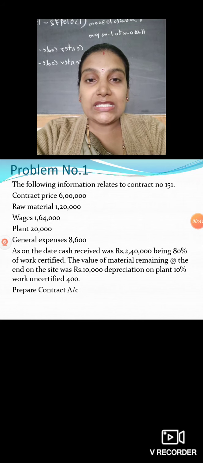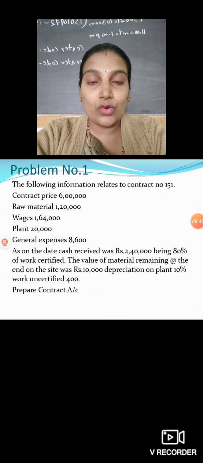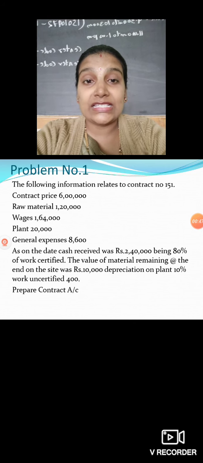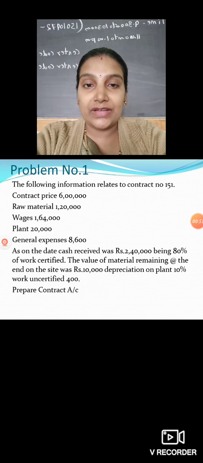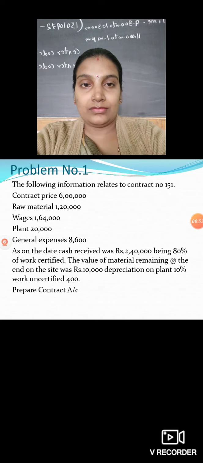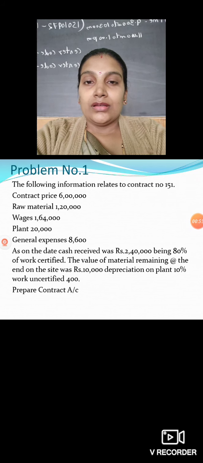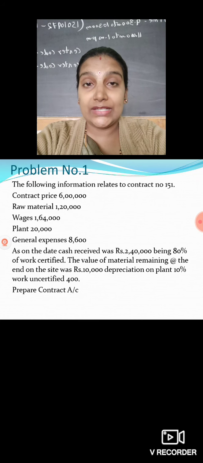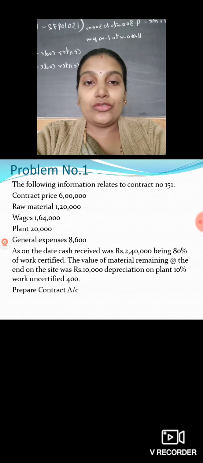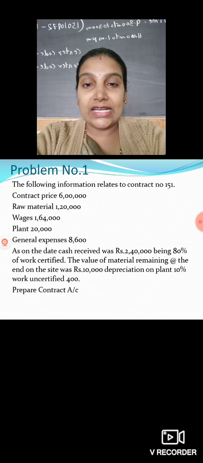Then general expenses you have 8,600. As on the date, cash received was 2,40,000. Cash received is 2,40,000, being 80% of work certified. So whatever cash received you have, it is 80% of work certified. Then the value of material remaining at the site at the end is 10,000.